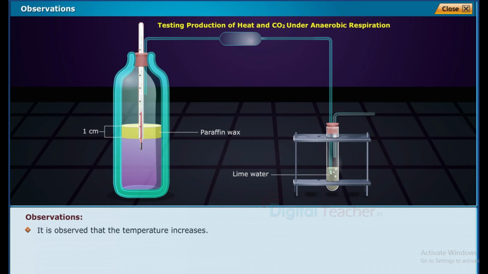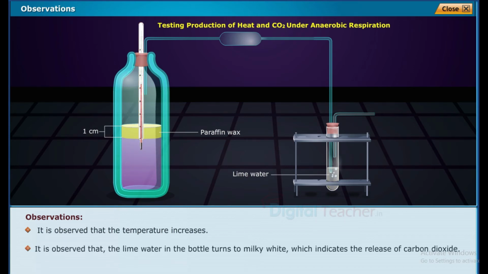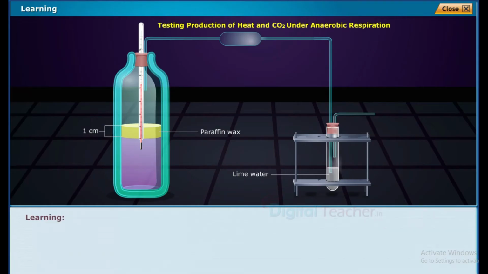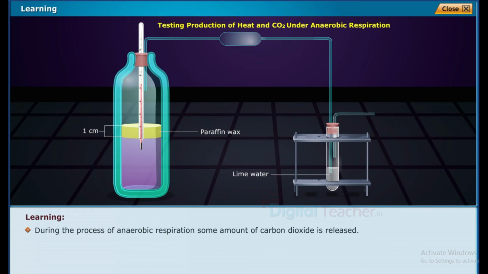It is observed that the temperature in the thermometer increases. It is observed that the lime water in the bottle turns milky white, which indicates the release of carbon dioxide. During the process of anaerobic respiration, some amount of carbon dioxide is released. The released carbon dioxide passes through the tube and turns lime water milky.